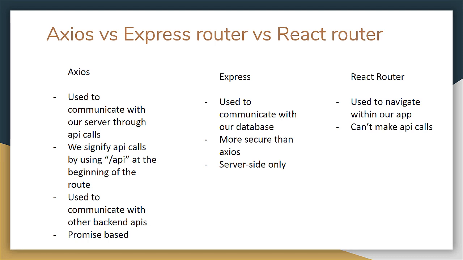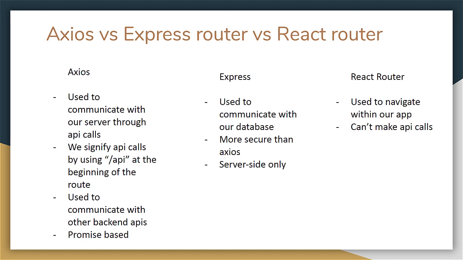Next, we have Express Router. Express Router is mainly used to communicate with our database. And Express Router can communicate with our database because it uses Node as the runtime environment. And remember, Node can execute code outside of the browser. And this is essentially what allows SQL queries to be possible. And again, we can't do this with Axios. We can't pass in SQL queries directly from Axios in our React client-side app.